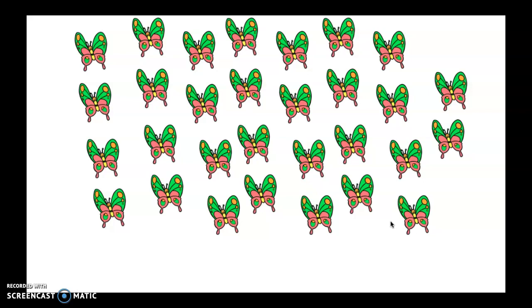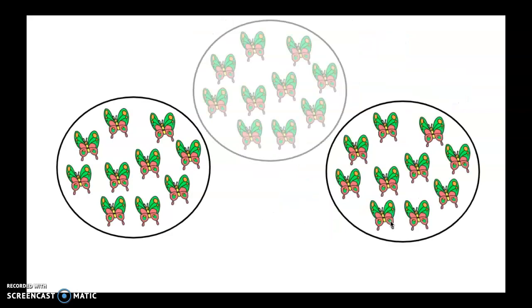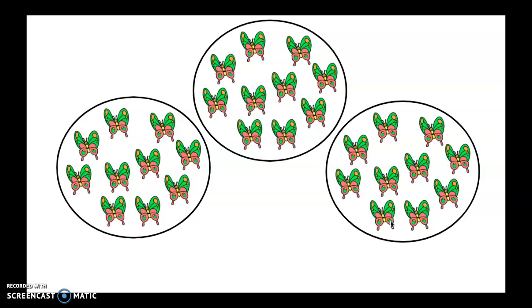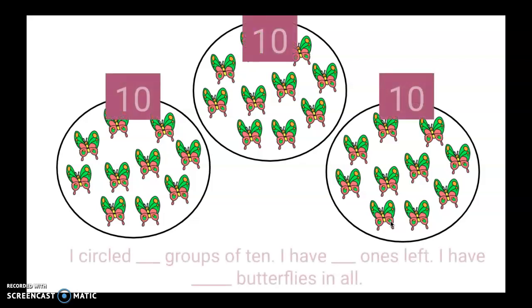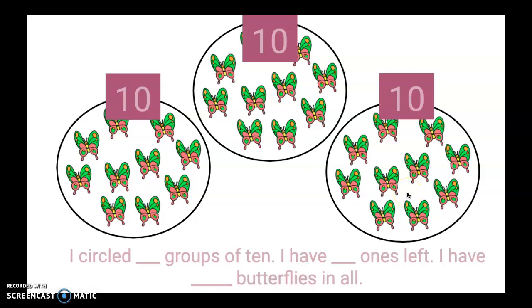So Miss Neal has a ton of butterflies. I have so many butterflies, but it would take us so long to count all of these butterflies. We are big second graders now, so we don't have time to count all of these. So a fast way to do this is to group my butterflies into groups of 10 and its leftovers. So Miss Neal's put all of her butterflies into groups of 10. Now I can count by tens, and I can see that I have 10, 20, 30 butterflies.